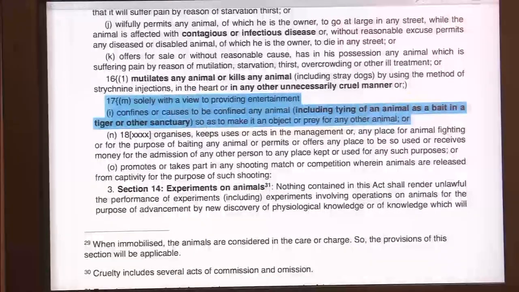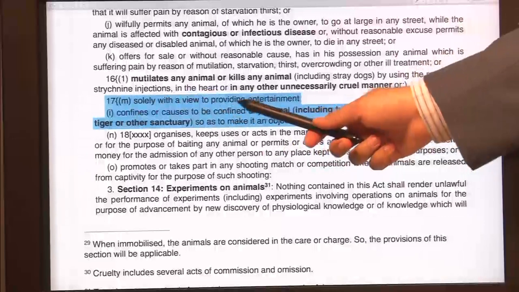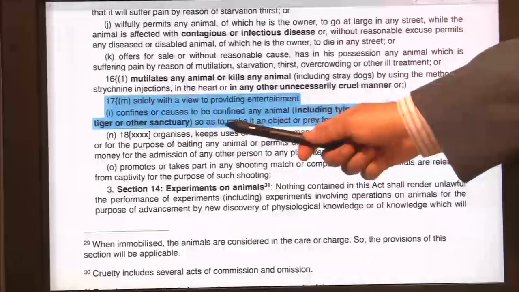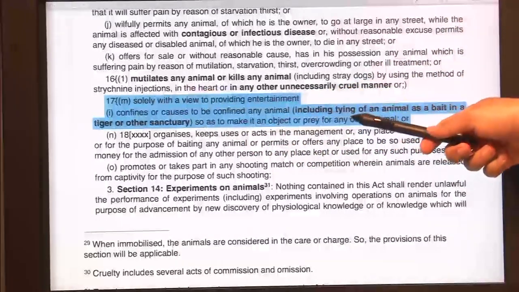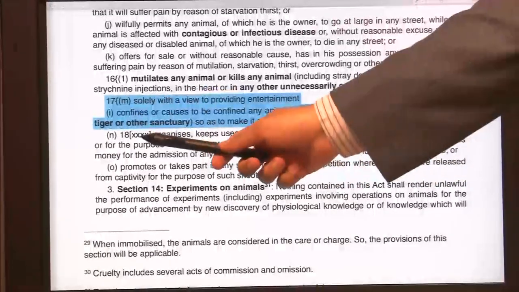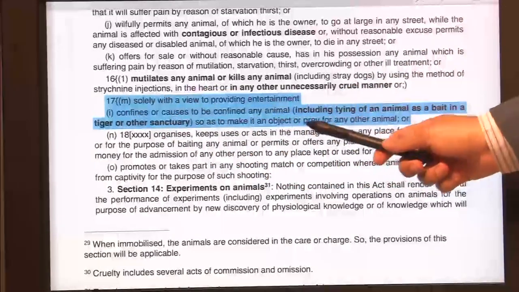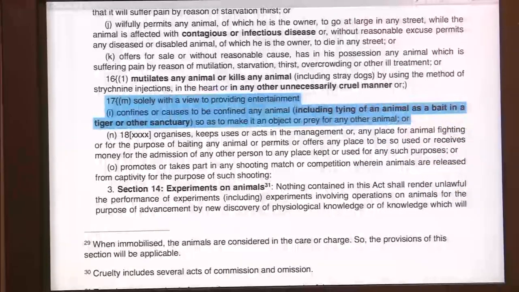And this is important: you cannot, solely with a view to providing entertainment, confine or cause to be confined any animal, including tying an animal as a bait in a tiger or other sanctuary, so as to make it an object of prey to any other animal. Now, this section has been a bit controversial because at times people have used it to state that no animal can be used as bait for capturing any other animal. So, essentially when you are trying to capture a leopard that has become involved in human wildlife conflict, you cannot tie a goat to capture this animal.